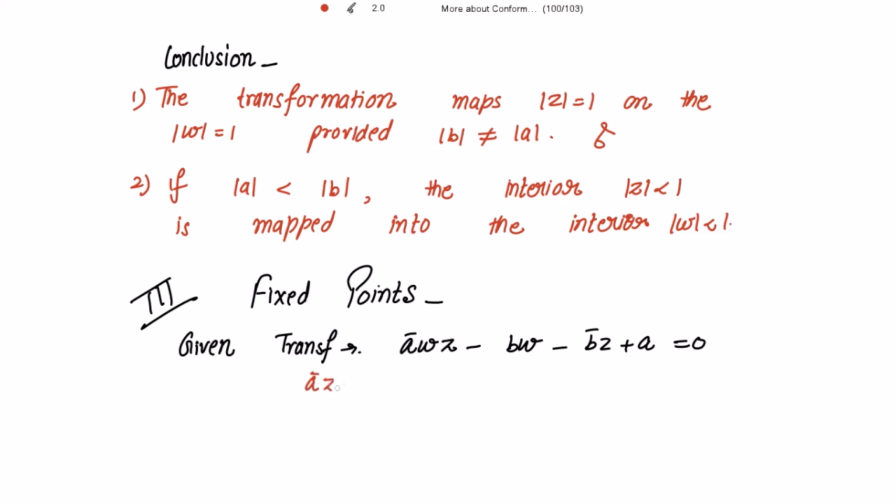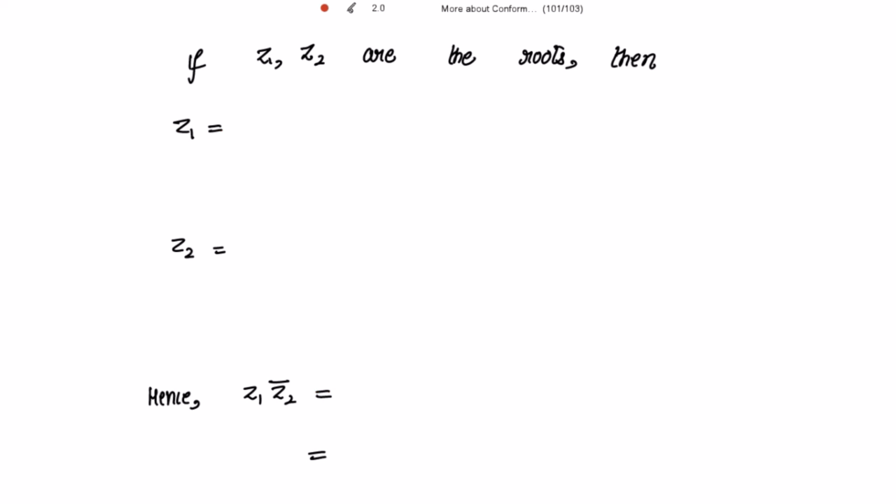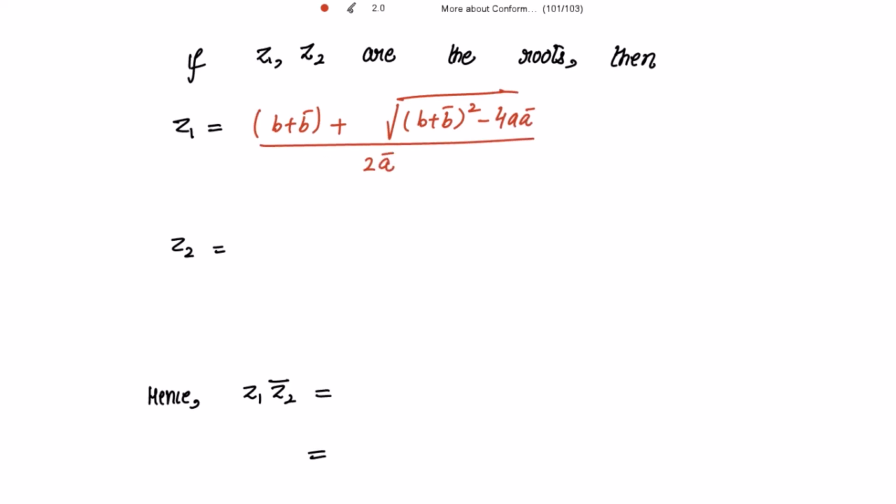So this becomes a bar into z square minus bz minus b bar z plus a equal to 0. We get a quadratic equation in z. So this is b plus b bar into z plus a equal to 0. From here we get the roots of this quadratic equation, and let's say that z1, z2 are the roots of this equation. Then z1, the first root, is b plus b bar, you can check, plus square root of b plus b bar whole square minus 4a into a bar, divided by 2a bar. And the other root is just replacing the positive sign with the negative one.